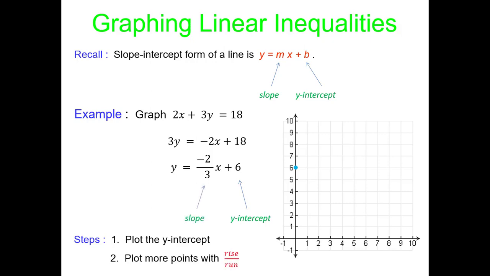Now we plot the slope of negative 2/3, which means we simply go down 2 and right 3, because it means rise over run. Now we can continue to do that over and over from each point, down 2, right 3, down 2, right 3, and here is our line.